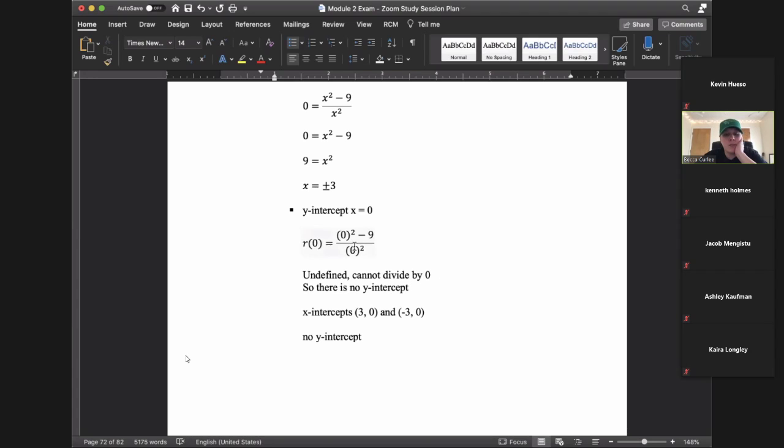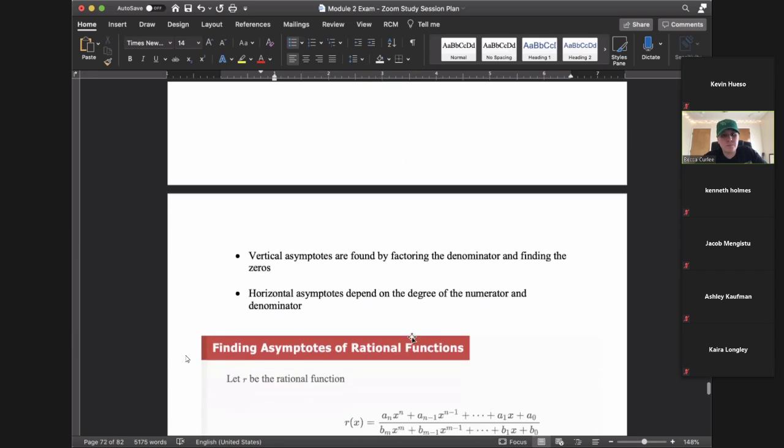Sometimes you'll get that. If anything is undefined, like x-intercepts if you have a negative under the radical, or y-intercepts if you have 0 in the denominator, then there's not going to be an x-intercept or a y-intercept. So we've got x-intercepts 3 comma 0 and negative 3 comma 0, and there's no y-intercept.